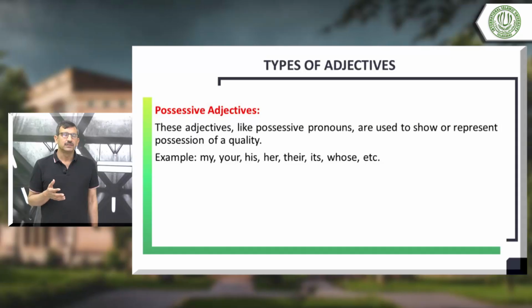Let's start with the first type of adjective, that is possessive adjectives. These adjectives, like possessive pronouns, are used to show or represent possession of a quality. For example, my, your, his: my car, your car, his pen, etc. These are the examples of possessive adjectives.